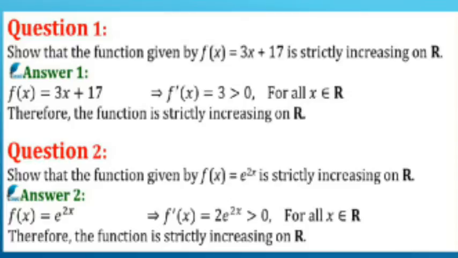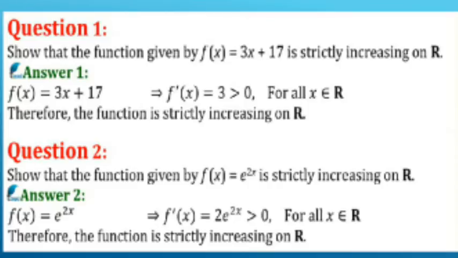Students, to show increasing or decreasing function, the first thing we are going to do is to find its first order derivative. So the first order derivative of 3x plus 17 is 3, that we all know, for all x belongs to the reals. So as you know, 3 is always greater than 0. So the sign of f dash x is positive. That means it is a strictly increasing function on R.